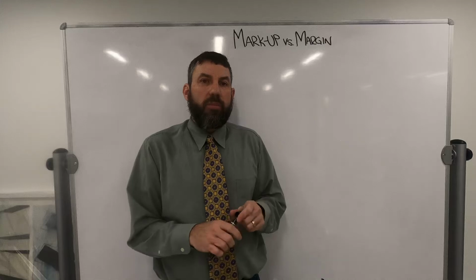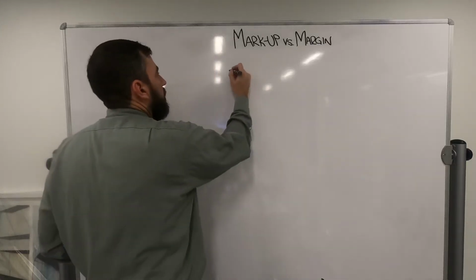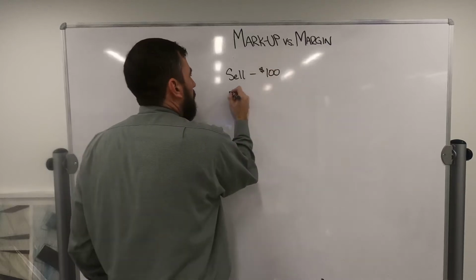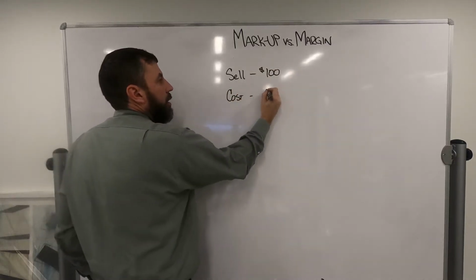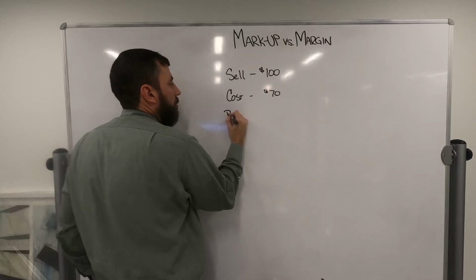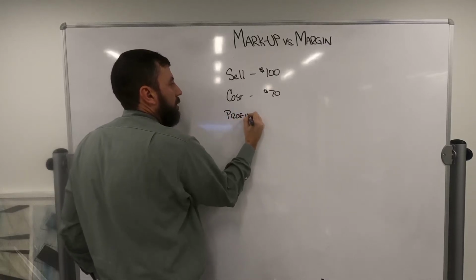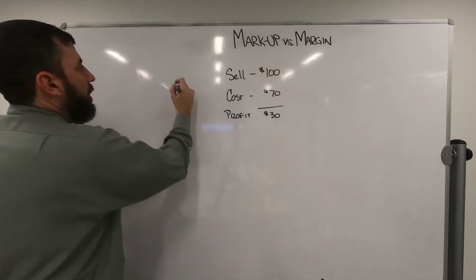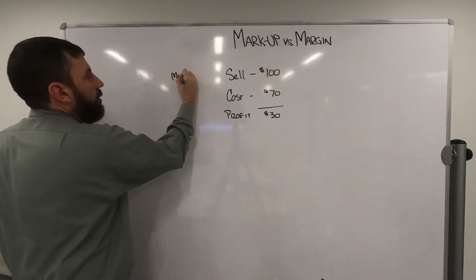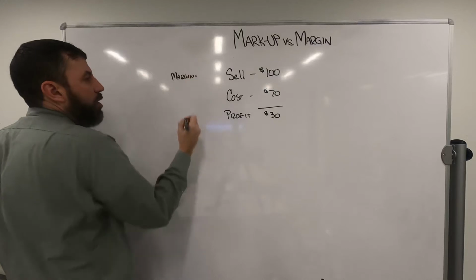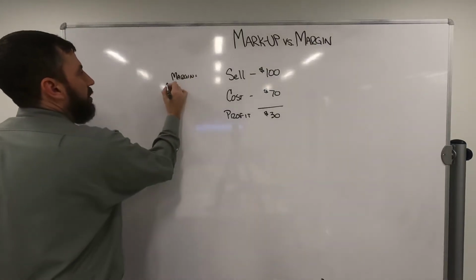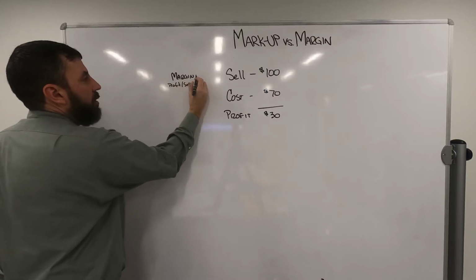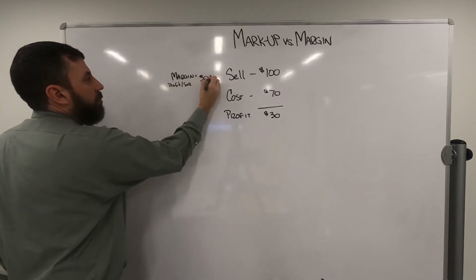Let's take a simple scenario, where we have a sell price of $100. Cost is $70. Profit, $30. Simple example. So what is the margin? Margin is profit divided by sell price. That's 30%.